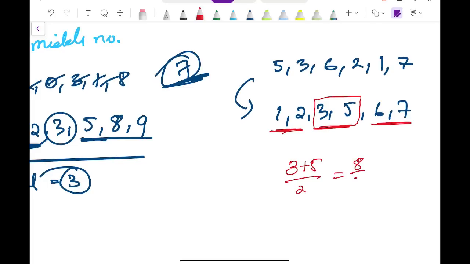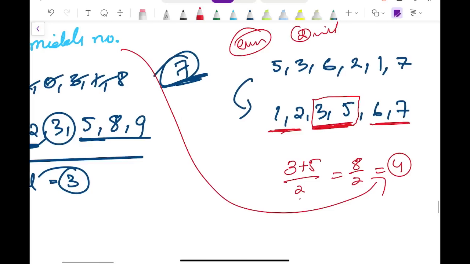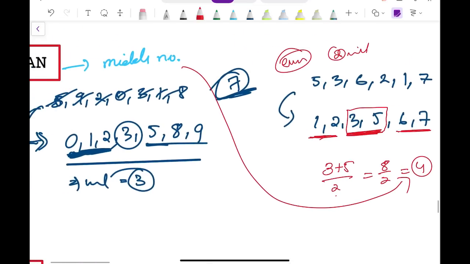8 divided by 2, which is equal to 4. So the median in this case is nothing but 4. So if it is even, there will be two middle numbers. So you sum the two middle numbers and divide by 2, which simply means the average, okay? So middle number average. So that is median.